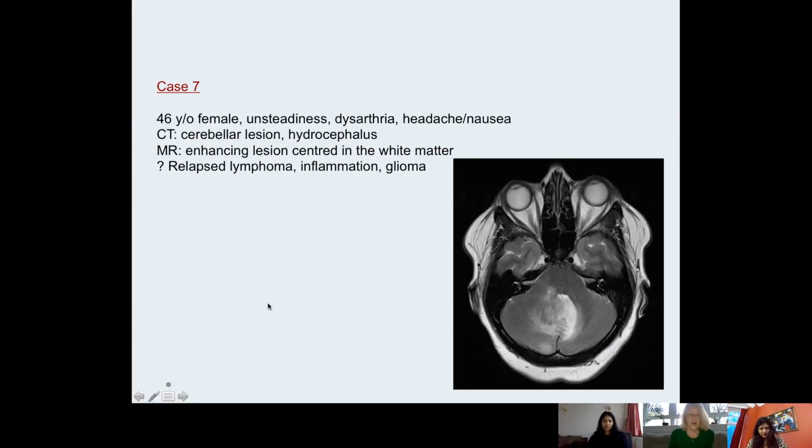CT showed a cerebellar lesion, and this was then further analyzed with MR, which showed an enhancing lesion in the central part of the cerebellum, mainly in the white matter. The differential diagnosis here included an inflammatory process, so perhaps MS, or a lymphoma. She had a history of extracranial lymphoma, so this could also have been a CNS relapse of her lymphoma, as well as an intrinsic primary CNS tumor.